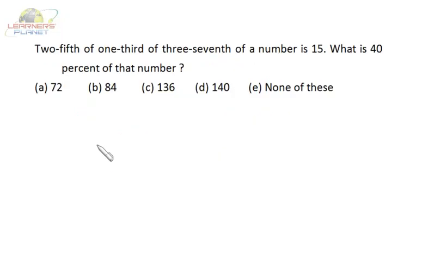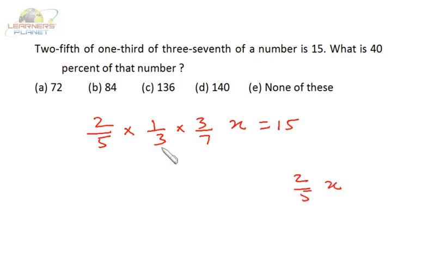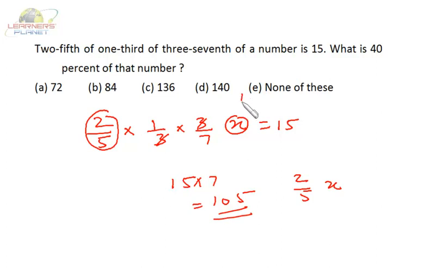Now let's see this question. 2/5 of 1/3 of 2/5 of 1/3 of 3/7 of x is 15. You have to find out 40% of x. That is, we have to find out 2/5 of x. So what will that be? It's 15 into 7. Since 2/5 of x is left over here, that 7 will go to this side, so it's 15 into 7, that is 105.